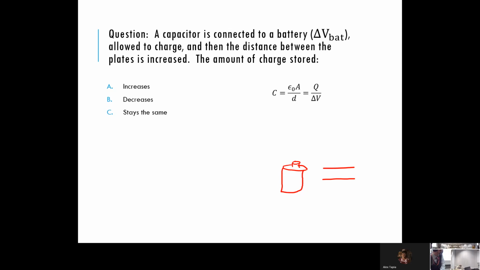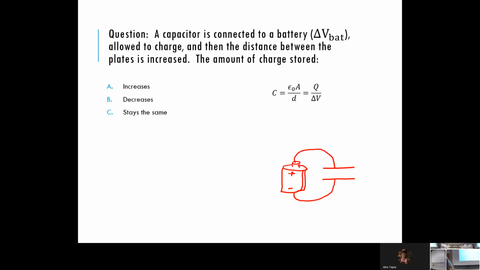I guess I've set the cart before the horse here, but this would be the positive terminal, this would be the negative. What we mean by that is the high potential side and the low potential side. So I will run a wire from the high potential side and it will connect to the capacitor plate. I will run a wire from the bottom side to the low potential side of the battery.